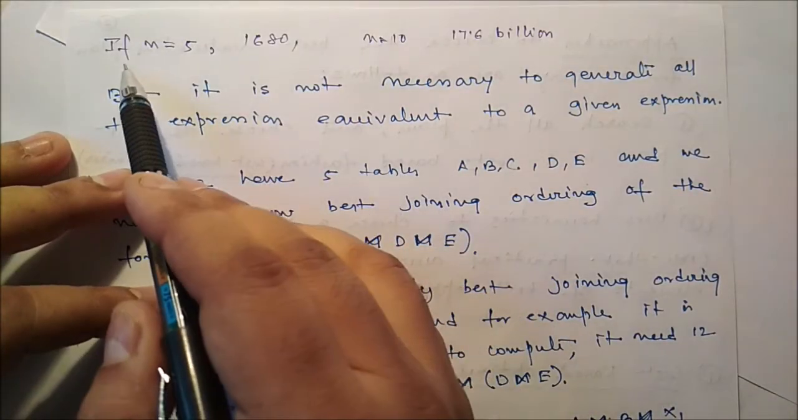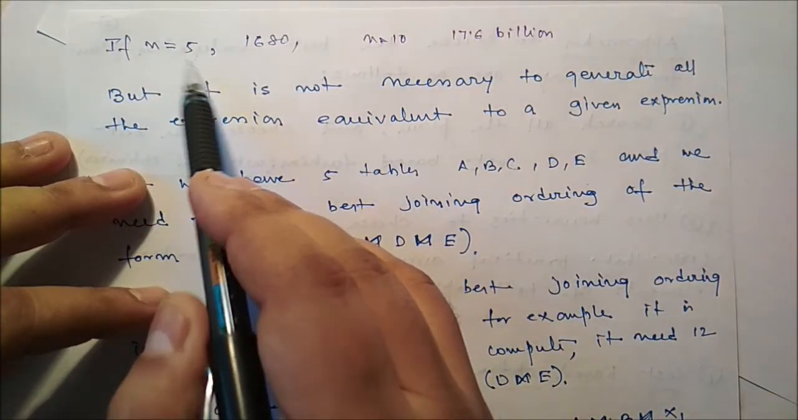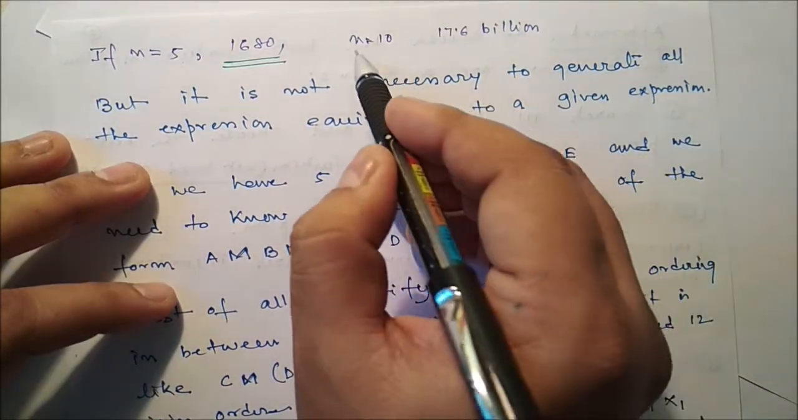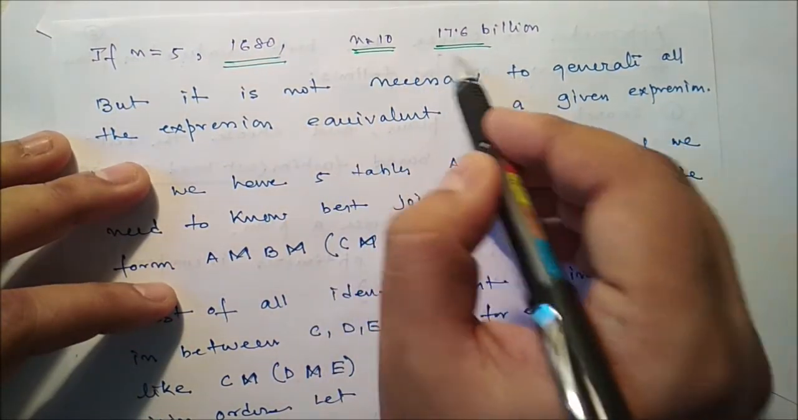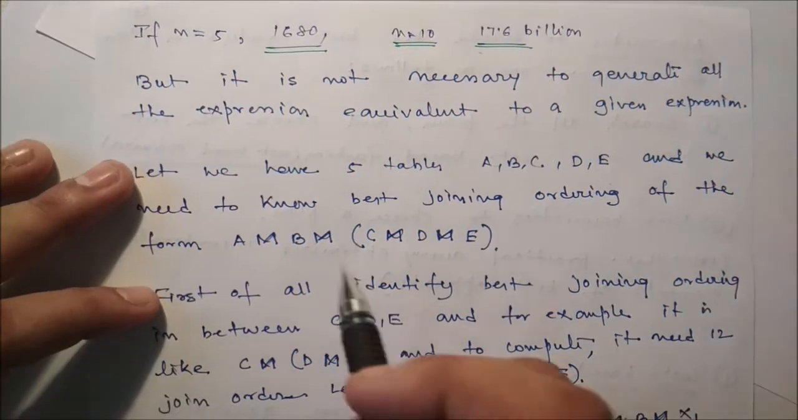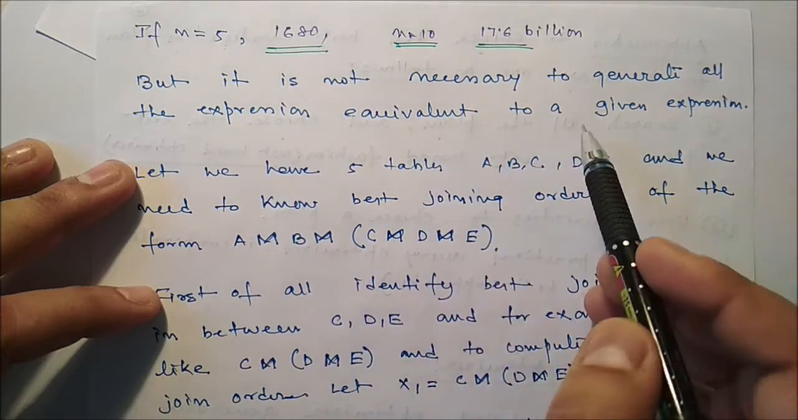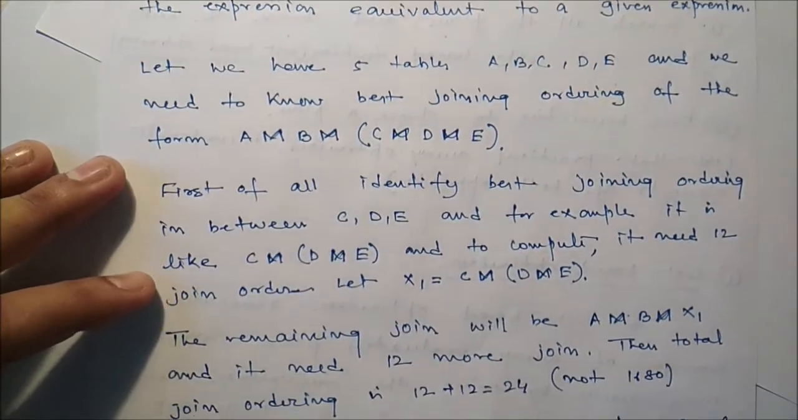Okay, now see here, if n is equal to 5, so 5 tables are there, so a total of 1680 combinations are there. If n is equal to 10, 17.6 billion combinations are there. But the thing is, it is not necessary to generate all the expressions equivalent to a given expression. We can see a simple example.